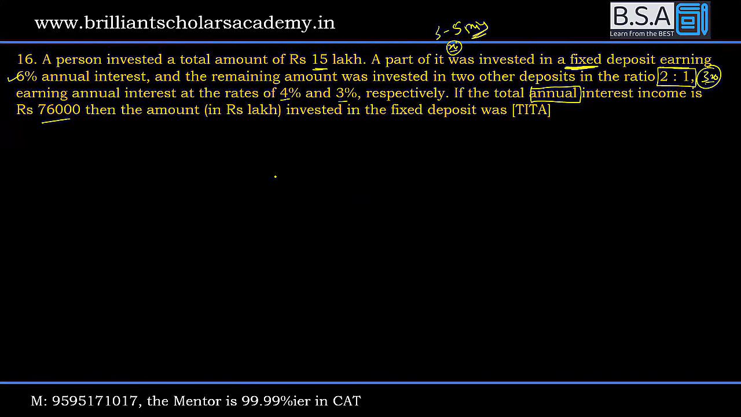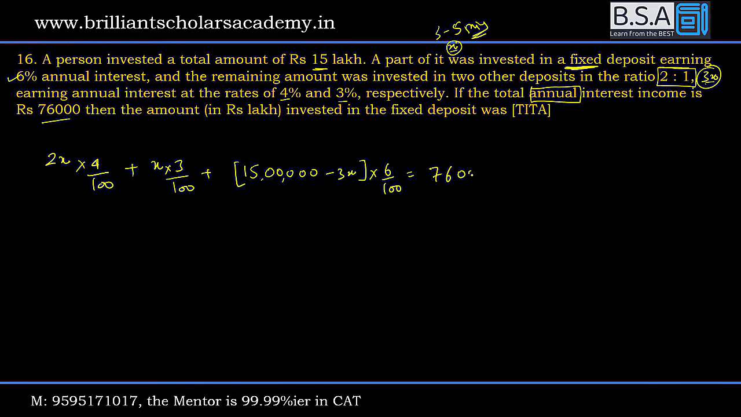So if the investment is 3x, please observe, you are depositing 2x rupees at 4% interest. You are depositing x rupees at 3% interest. Please pay attention. You are depositing 15 lakh rupees minus 3x at 6% interest. And how much are you earning? 76,000. So you notice this simplifies your calculation.